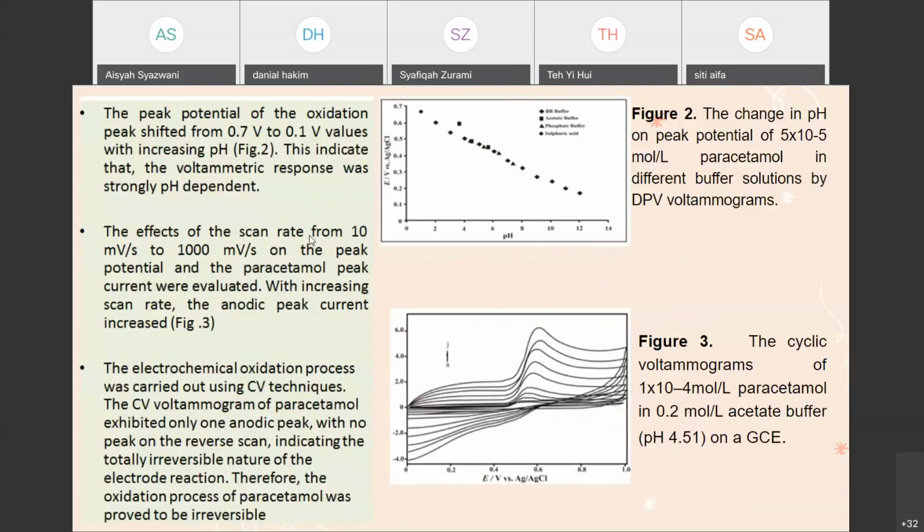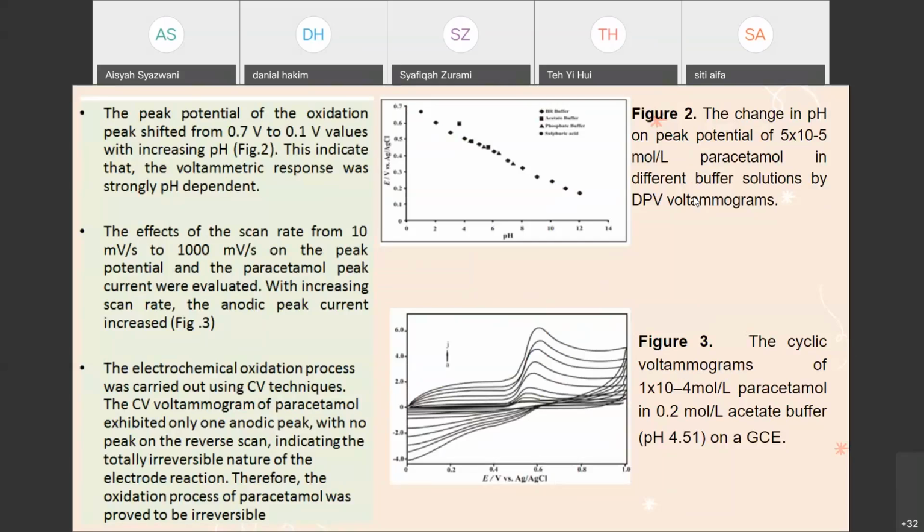So the next is the peak potential for the oxidation peak shifts from 0.7 to 0.1 volts with increasing pH. We can refer to figure 2. So this indicates that the voltammetric response was strongly pH dependent. So the effect of the scan rate from 10 to 1000 on the peak potential and the paracetamol peak current were evaluated, as we can see from figure 3, and with increasing scan rate the anodic peak current increased.